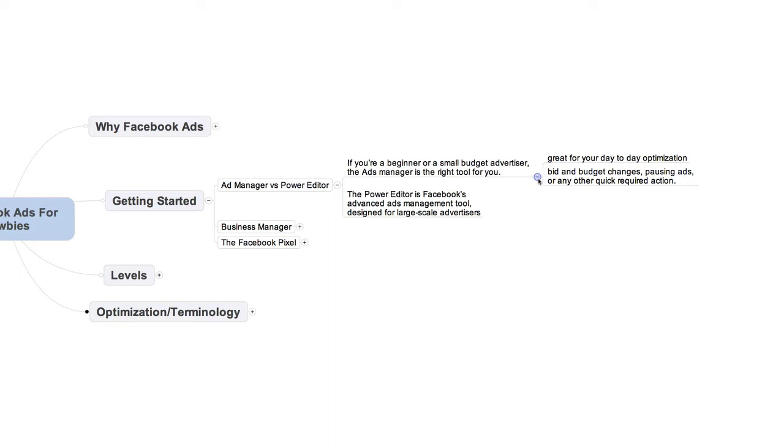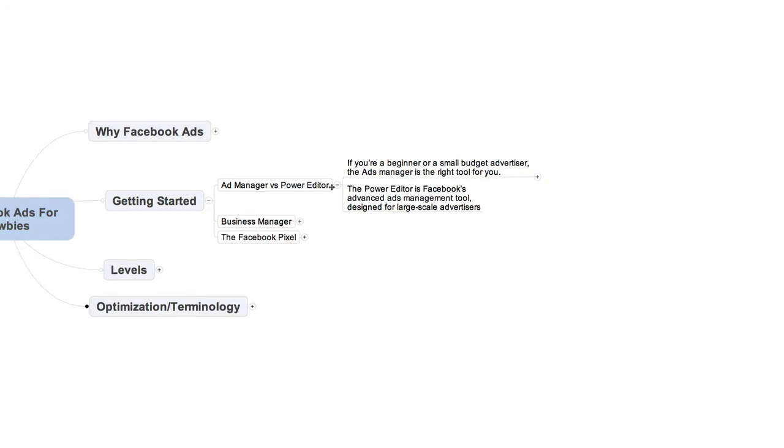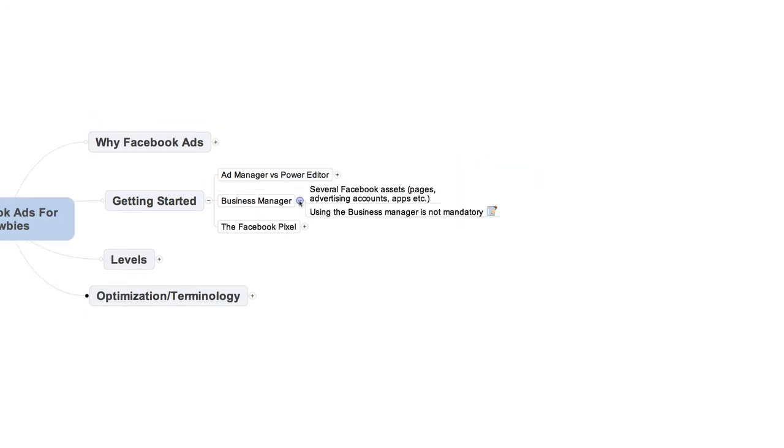So you've got your Ad Manager, you've got your Power Editor, both different areas on there. You can view both of these when you're on your Ads Manager. You have two options there: Ad Manager and Power Editor. When it gets a bit more in depth and a bit more interesting is Business Manager. Business Manager is not mandatory, which it says there, but I highly recommend it because you have a lot of different assets which you can actually access.